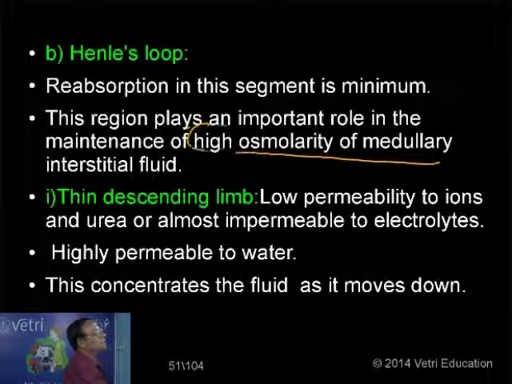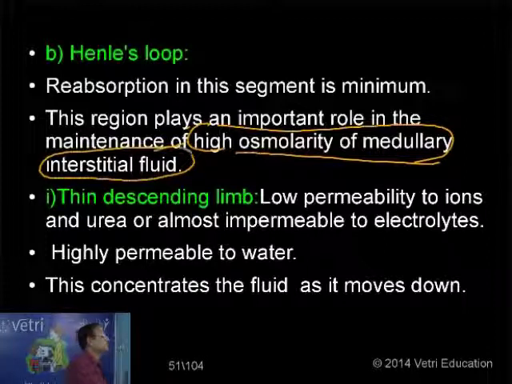So you see that one in the medullary region, outside the nephron, we have interstitial fluid. It is also called medullary interstitium, the place where the fluid is accumulated in between the nephrons. Now, for maintaining high osmolarity in the medullary interstitium, the Henle's loops are responsible.